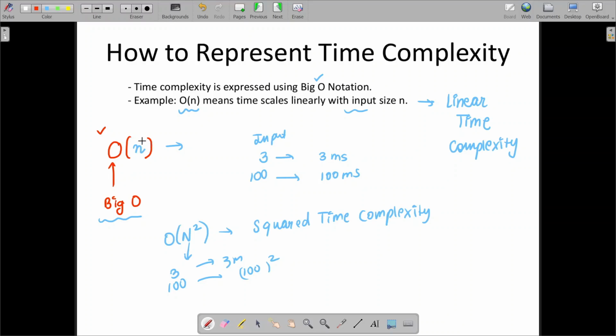But yeah, this defines what our complexity is. Suppose I give you an example of n, that means our time scales linearly with input size. It is a linear time complexity: if the input size is 3, it gives 3 seconds; if it's 100, it takes 100 milliseconds. And if it is n square, it gives a square time complexity. Whatever the input is, it gives the square of it, right?